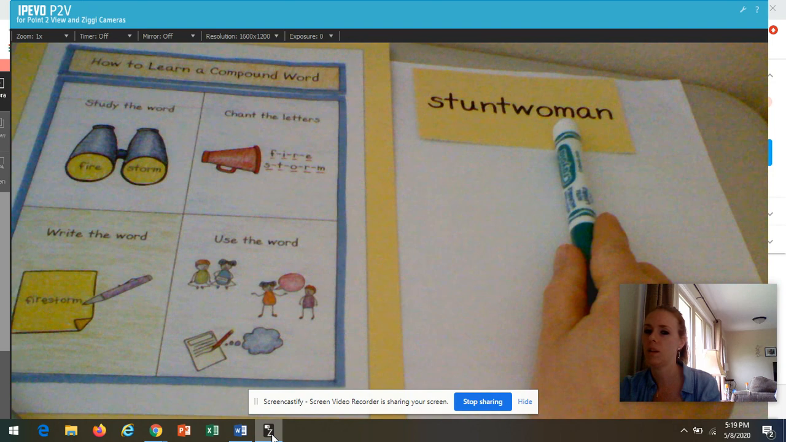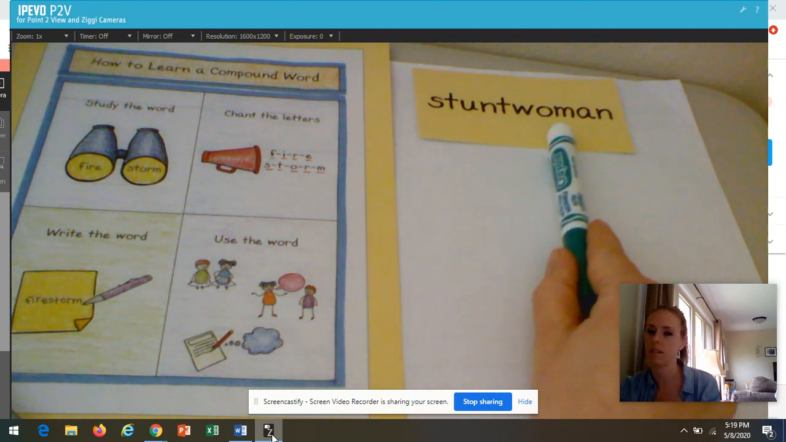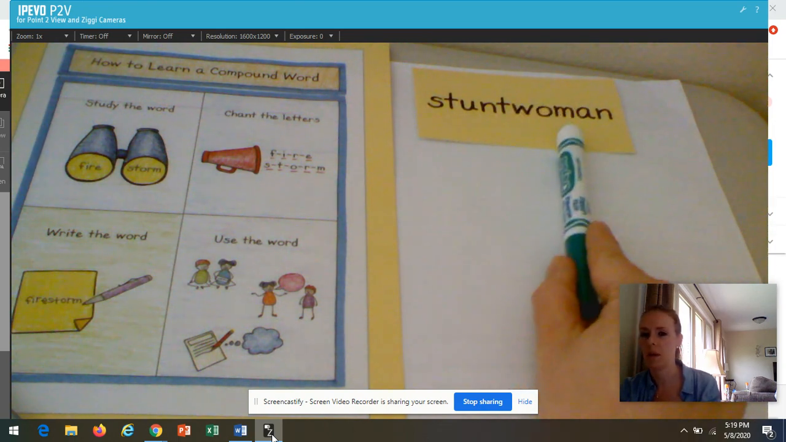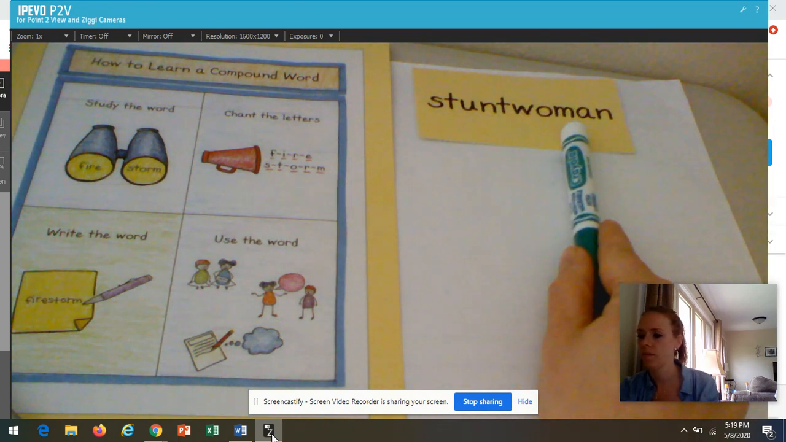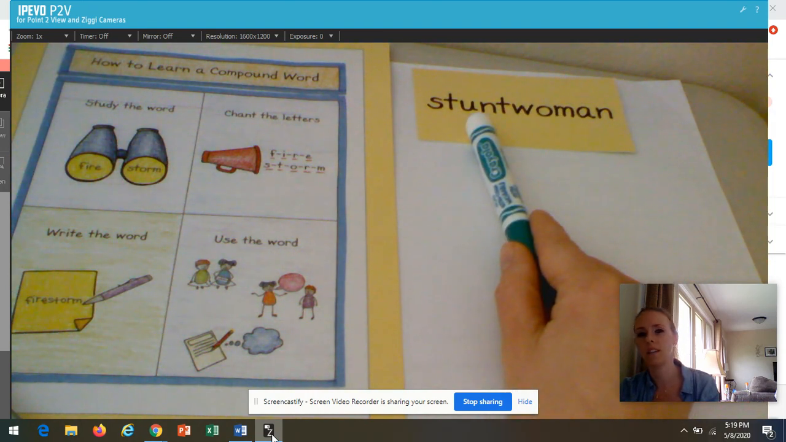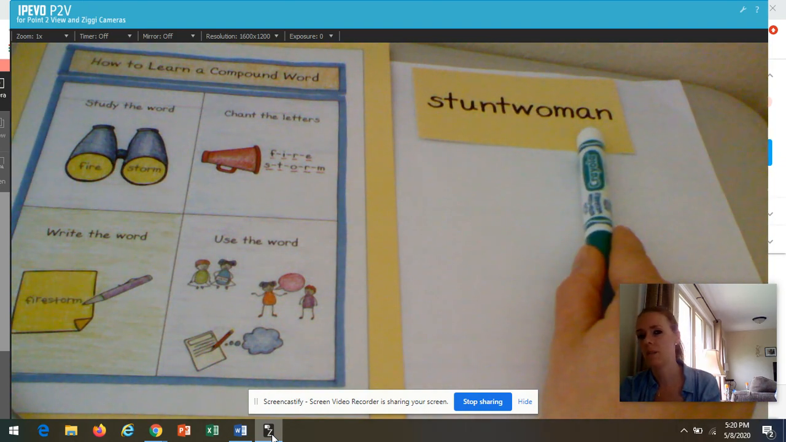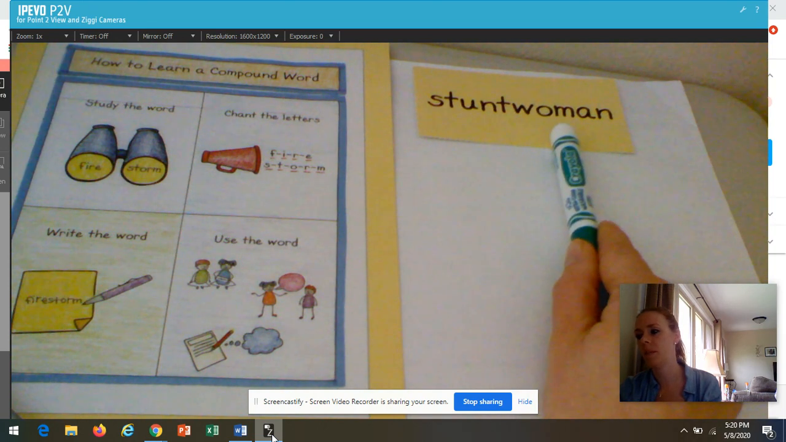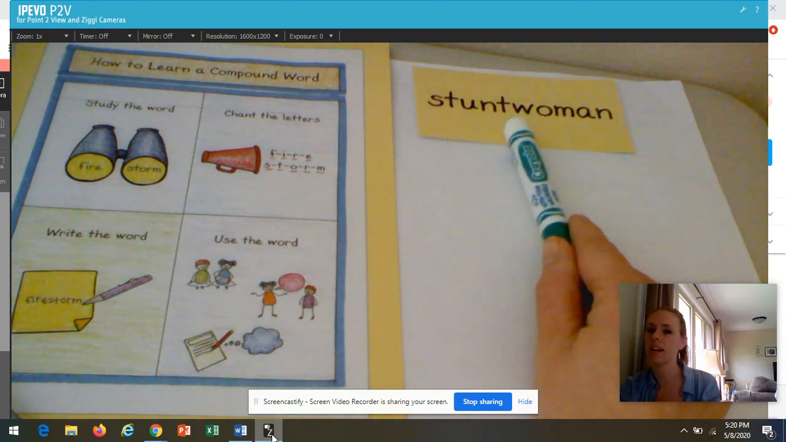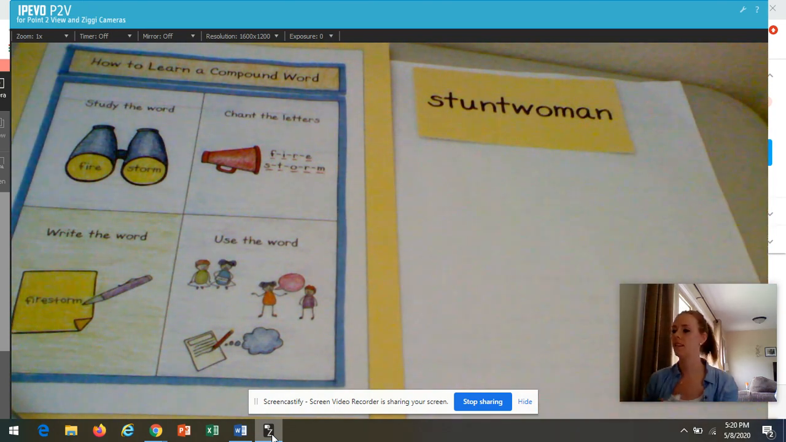Now we need to think about what those two words mean. So I'll give you a second. Think, what does stunt mean? What does woman mean? Right, so stunt is like a wild, crazy kind of physical activity someone might do, could be dangerous. And woman is a person. So stunt woman, what do you think that means? Stunt woman must be a woman who does some wild and crazy physical activity. So she does something wild and crazy.